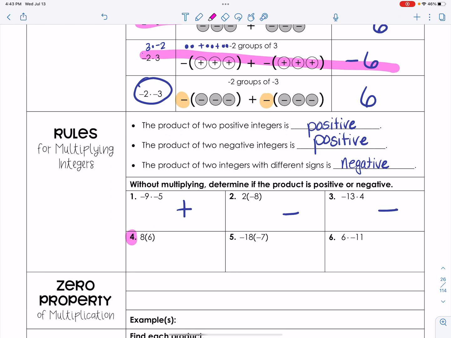I would like you to pause the video and do 4, 5, and 6. Again, you're just telling me what the signs are going to be. Signs are the same, it's positive. Signs are the same, it's positive. Signs are different, it's negative.